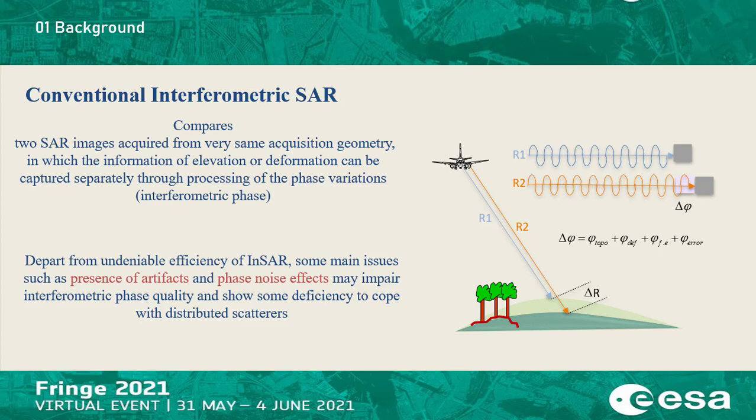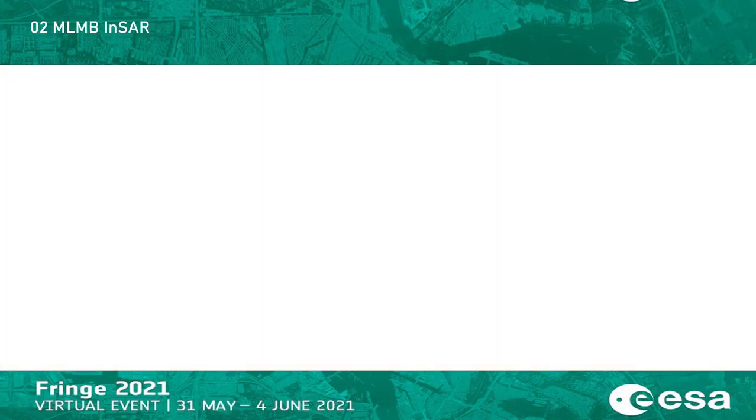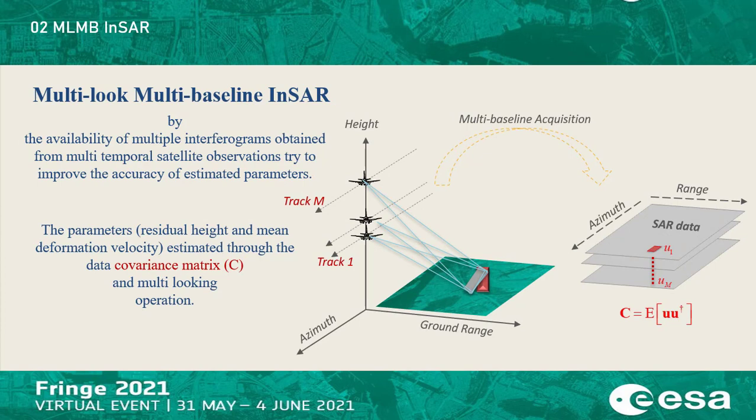Apart from the undeniable efficiency of InSAR, some main issues such as the presence of artifacts and phase noise effects may impair interferometric phase quality and show some deficiency in coping with distributed scatterers. So to improve the efficiency, we use the multi-look multi-baseline InSAR technique. By utilizing multiple acquisitions in order to measure and monitor the displacements of the Earth's surface over time, it can utilize amplitude and phase of the received data, and by the availability of multiple interferograms obtained from multi-temporal satellite observations, try to improve the accuracy of estimated parameters. The parameters are estimated through the data covariance matrix and the multi-looking operation.